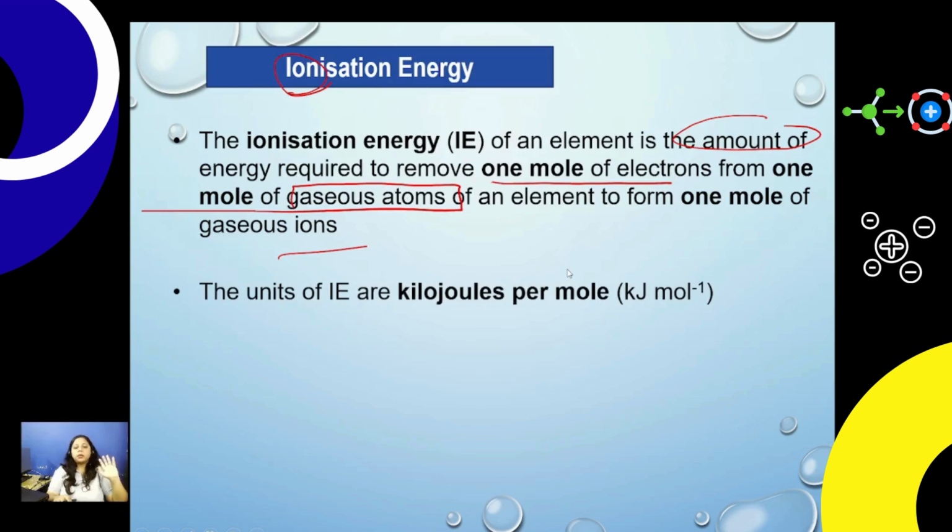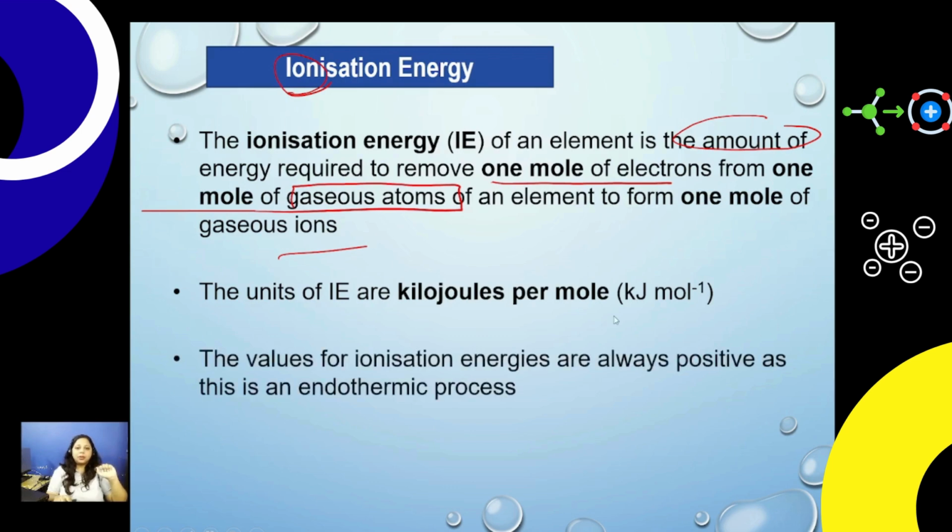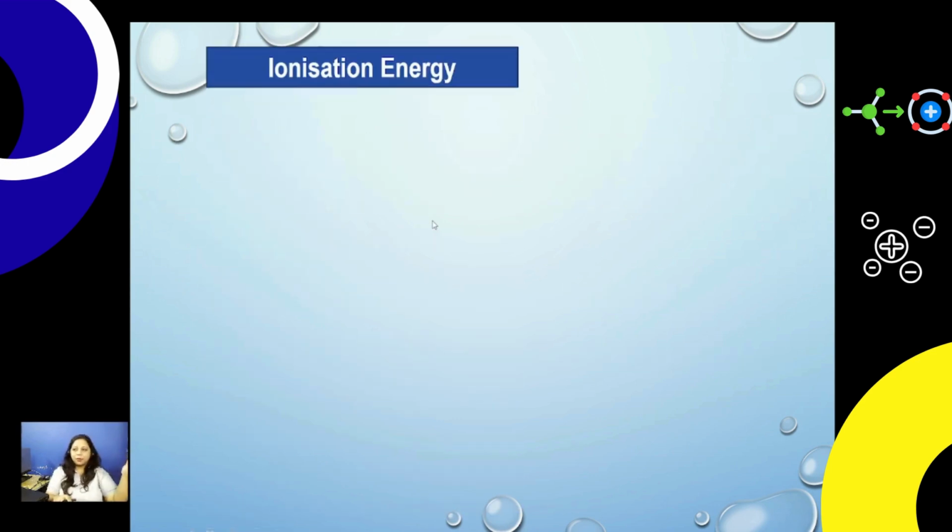So what are the units? The units are kilojoules per mole, meaning 1000 joules. The value of ionization energy is always positive. As we've discussed, it's an endothermic process. A lot of energy is required to remove or pull out the electron. For example, you can say the nucleus is the mother and the electrons are the children. Definitely, it's very difficult to take the children if the mother is there. So a lot of energy is required. The kidnappers may have to plan a lot and they have to put in a lot of energy.